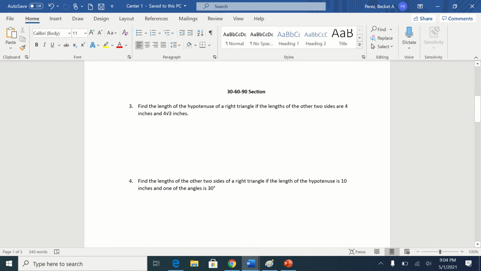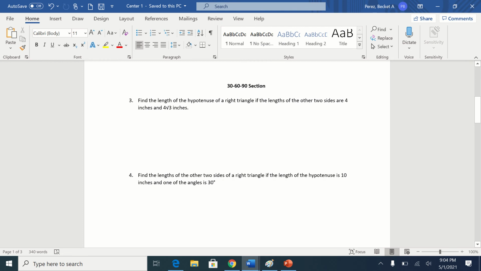So same thing here. 30, 60, 90 section. Find the length of the hypotenuse of a right triangle if the lengths of the other two sides are 4 inches and 4 square root of 3 inches. So this is why I'm here. This is going to be their first little glimpse of 30, 60, 90, I'm assuming, so that's why I'll be here to help them, especially for their first group, because another center dives deeper into 30, 60, 90s. So just in case this is their first center they're visiting, I will be there to help them out.